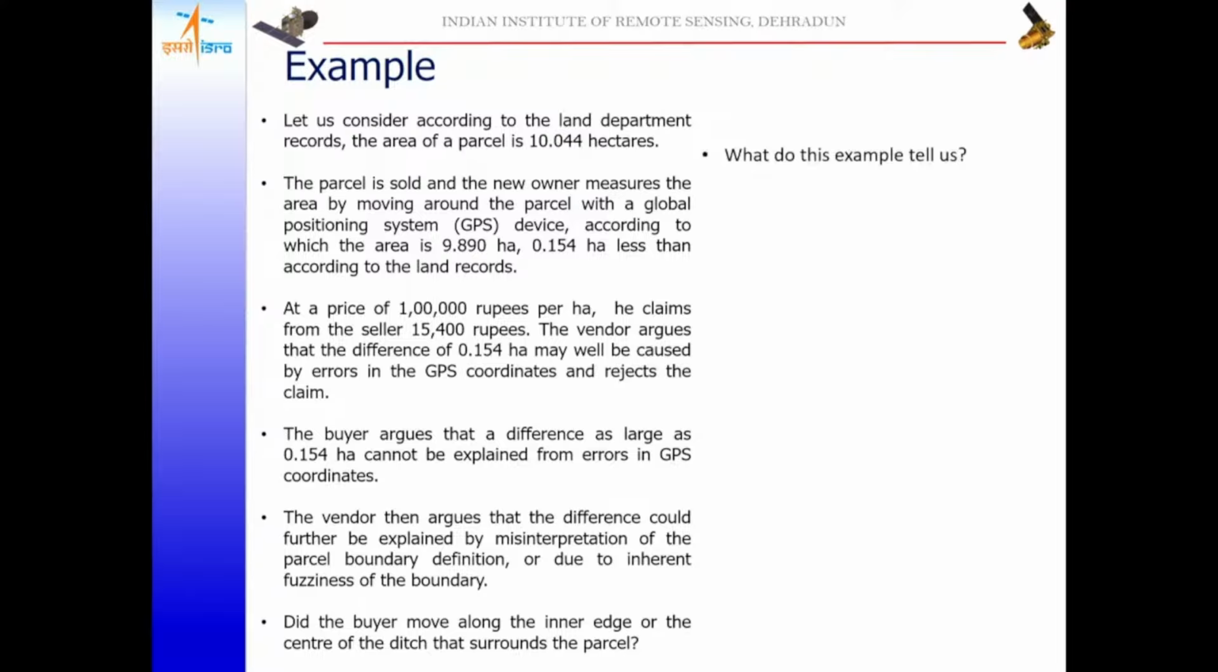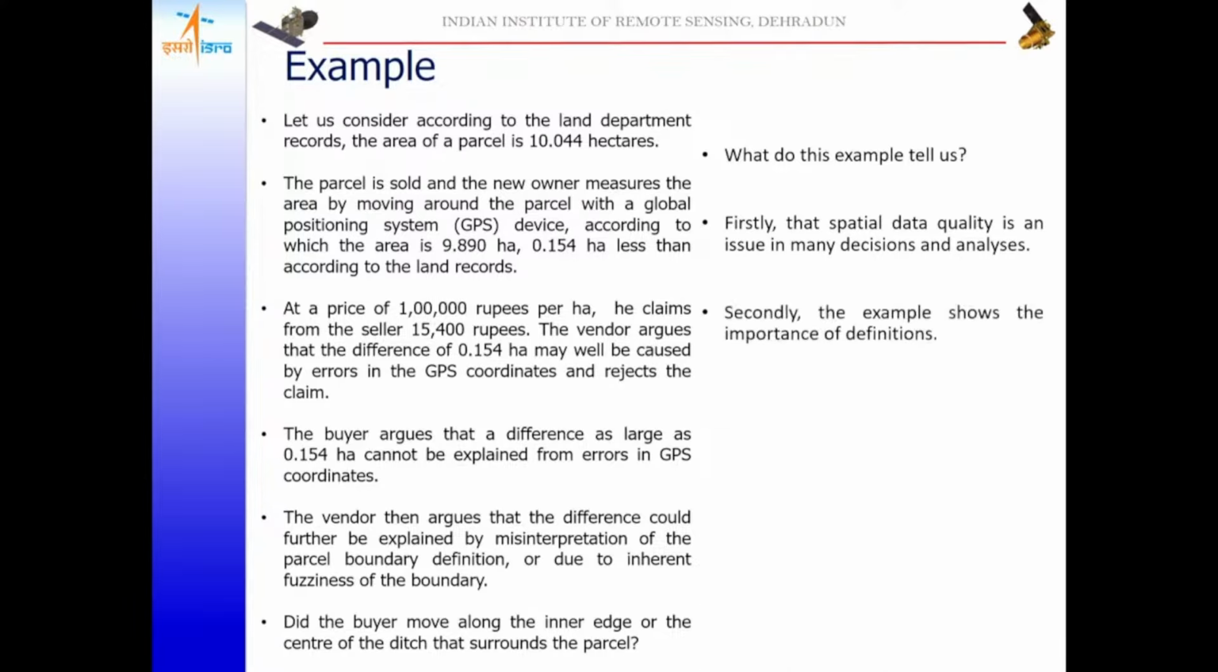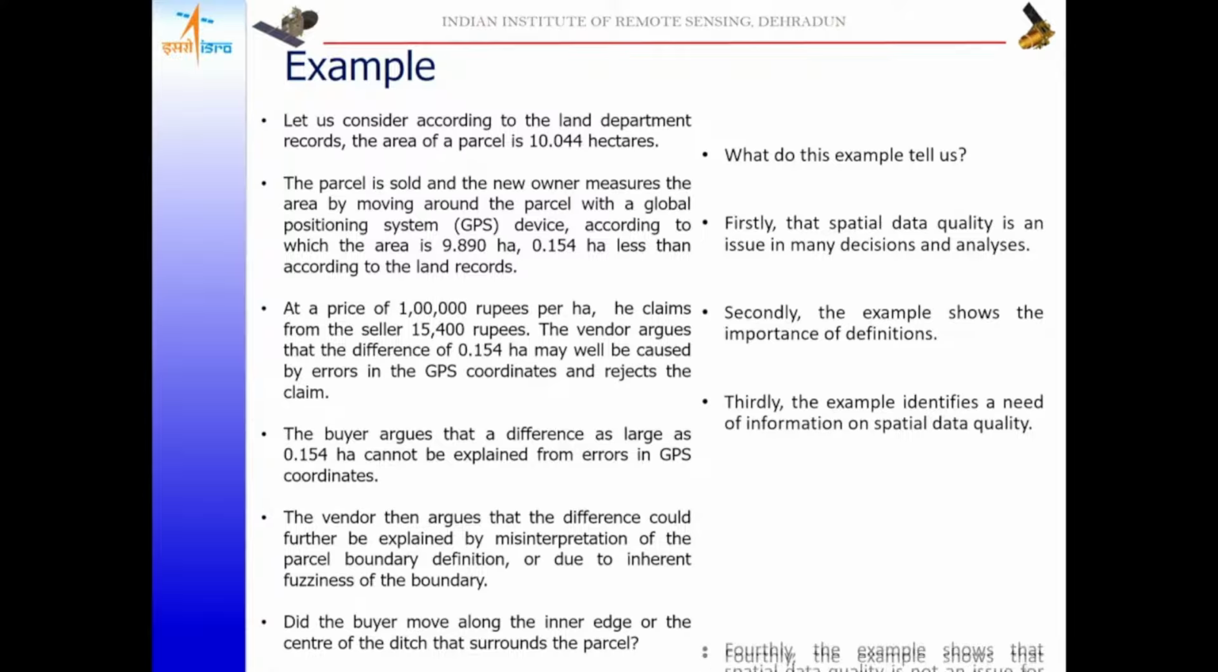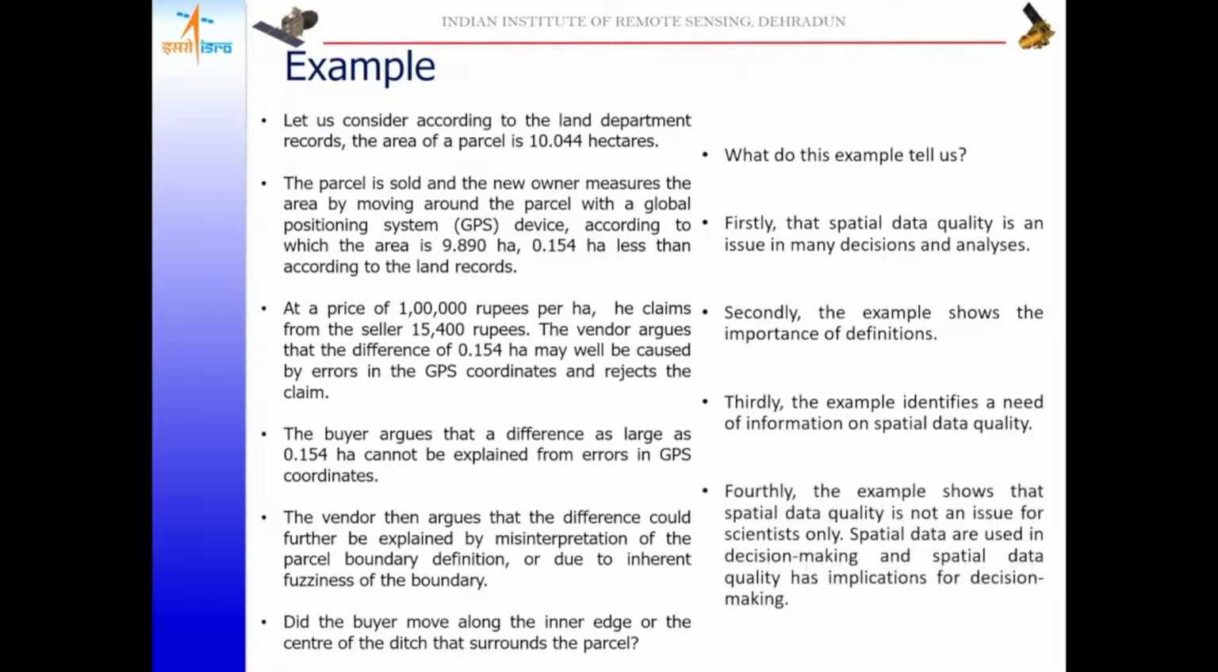So what these examples tell us, basically, firstly, is that spatial data quality is an issue in many decision analyses. Secondly, the example shows the importance of the definition of spatial data quality. And thirdly, the example identifies a need for information on the spatial data quality. And finally, the example shows that spatial data quality is not an issue for the scientist only. Spatial data are used in decision making, and spatial data quality has implications for decision making analysis.